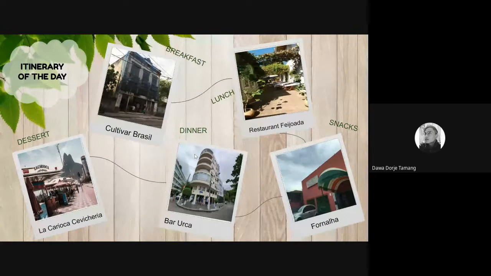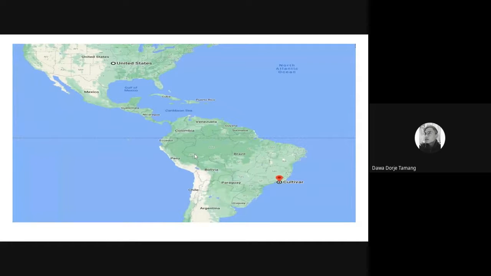They will begin the day by having breakfast and end the day by having dessert in some restaurants. Now, Samiksha, you can start your presentation.